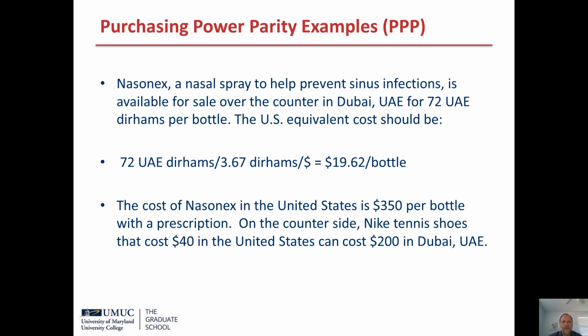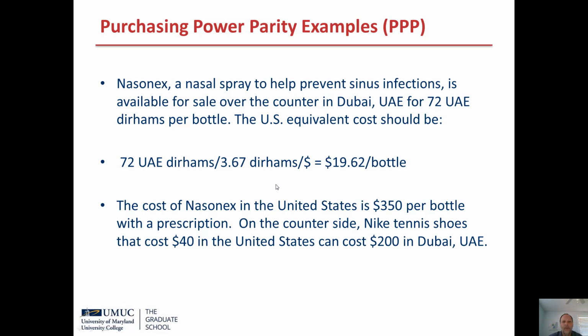As an extreme example of violations of purchasing power parity, I look at an example familiar to those of us who get sinus infections: Nasonex, which is a nasal spray that helps prevent sinus infections, and it's available for sale over the counter in Dubai for 72 UAE dirhams. It's available even cheaper, for the equivalent of $5, in Istanbul. In the US, on the other hand, you are required to have a script, and the cost of Nasonex in the US with that script is $350 per bottle.